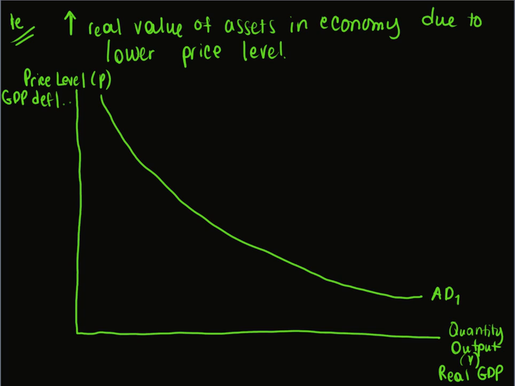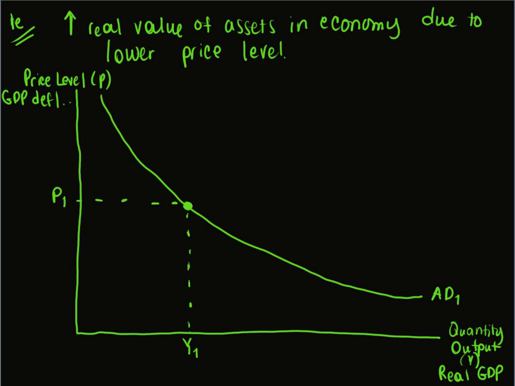Okay. And now let me consider what will happen as a result of an increase in the real value of assets in the economy due to a lower price level. So the problem is telling me here that the reason that I need to consider this change in aggregate demand is because of a change in the price level. The price level has decreased, and I'm going to say it's decreased to a new price level, which I'm going to call P sub 2.